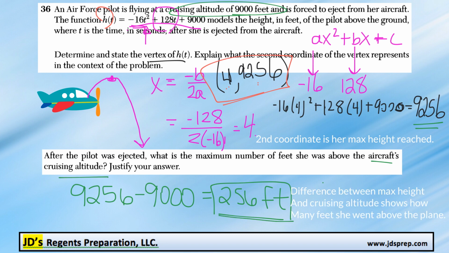So a quick little explanation or justification. You could say that the difference between the maximum height and the cruising altitude shows how many feet she went above the plane. And that's all for this question.